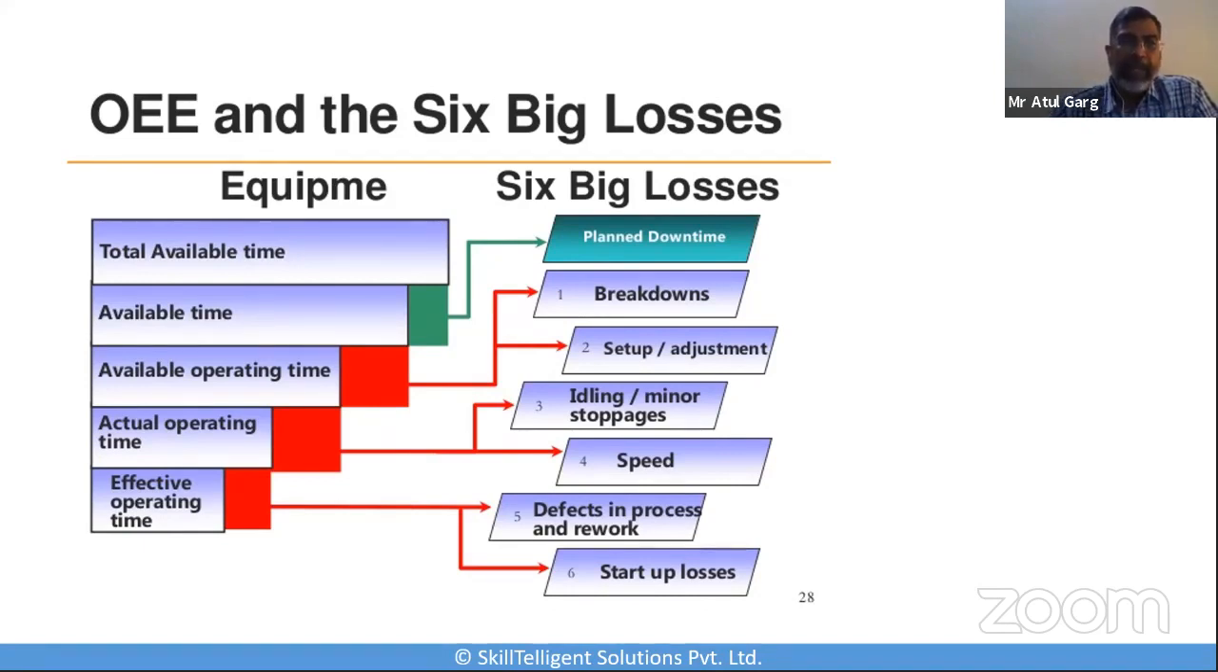Whatever is left, the effective operating time, could also be further impacted by reduced productivity due to defects in process and rework or startup losses. So if you see here, your 6 big losses can substantially reduce your available time to run the machine. And that's what we need to monitor, and that's what we need to focus on.